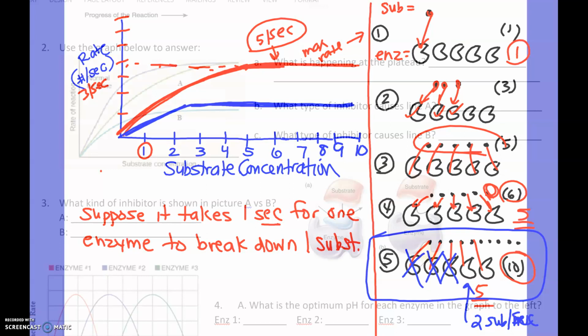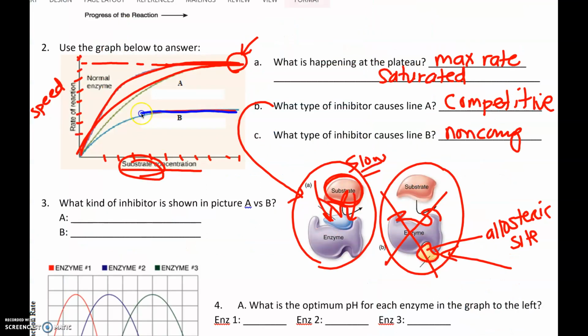Now that plateau can be in different places. There's no reason it has to be exactly here. This must mean maybe they added enough to knock out about 50% of the enzyme. If they added more, it might be down here. If they added less, it would be here. But the bottom line is, adding more substrate doesn't change it. It plateaus. It never meets that first line. So hopefully that explains the saturation graph.